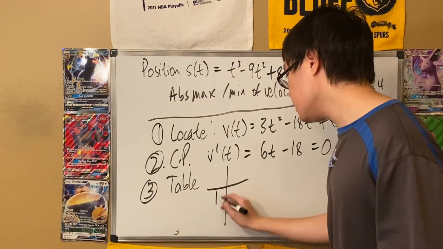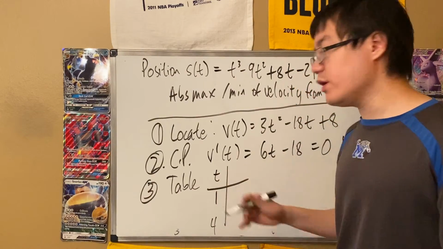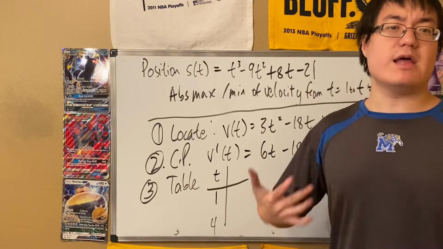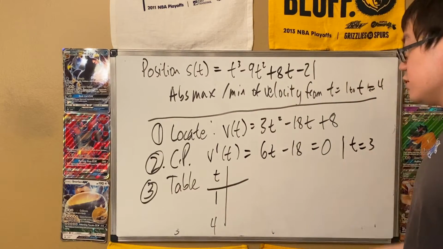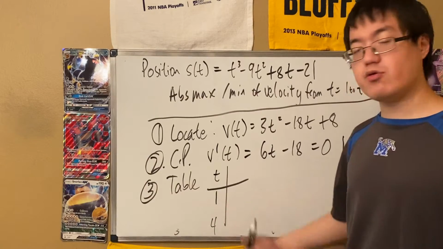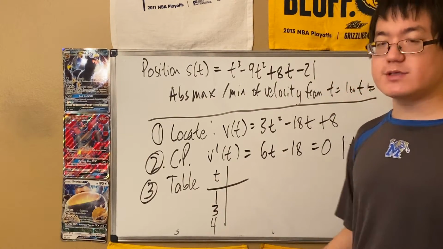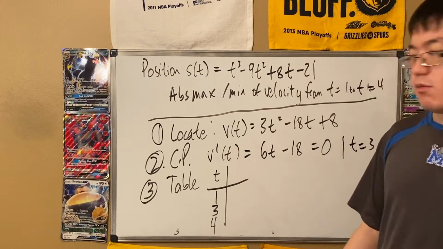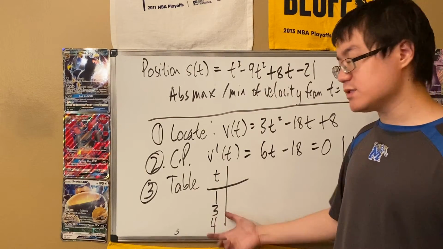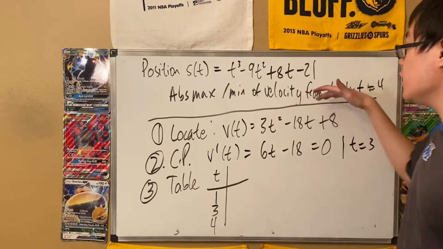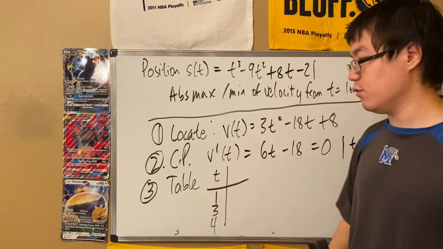So it's going to be 1 and 4. Then you include any critical points from step 2 that fit within those critical points. In this case, because we have t equals 3, 3 does go between 1 and 4, so we are going to include it in the table. But for example, if we had gotten 3 and 8, we wouldn't have included 8 because 8 is not between 1 and 4, and we only care about the times between 1 and 4.